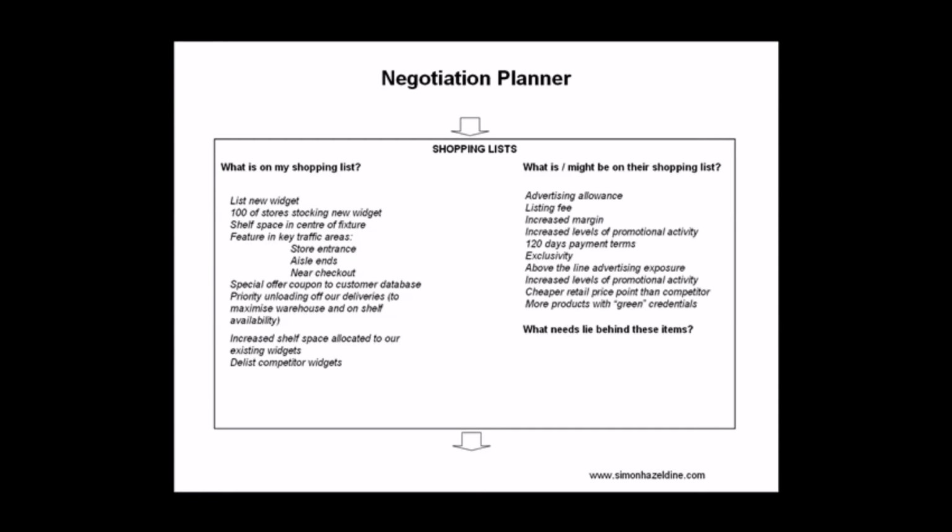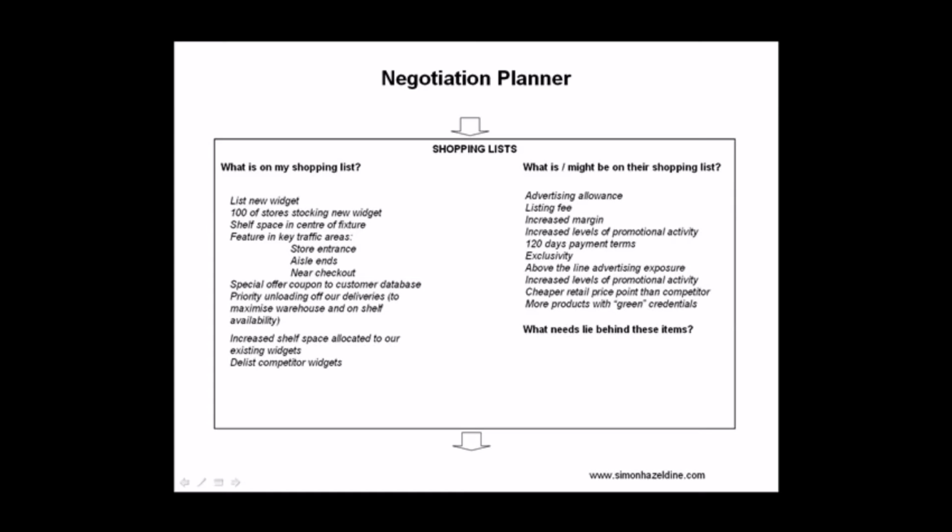Then we want to think of what's on their shopping list. Well, they want to increase their income, they want to increase their margin. Now, they may take that in the form of increased margin, but they almost say, well, we're going to make some income through advertising allowance. We're going to charge you for your point of sale or your point of connection material in store. To have your product in, we're going to charge you several £1,000s or dollars just to list it to cover our administration fee. We might want increased levels of promotional activity versus our competitors.